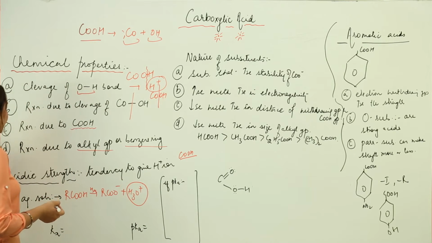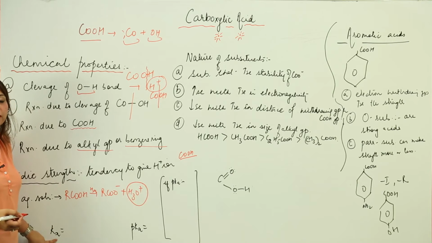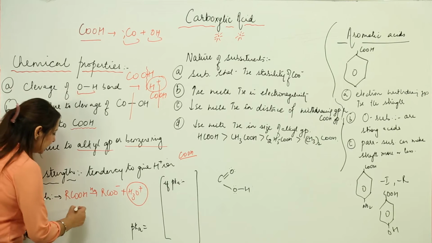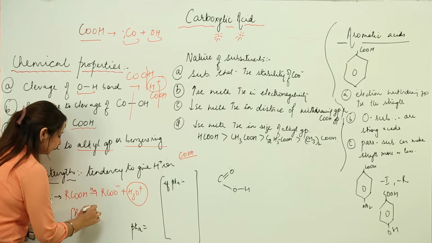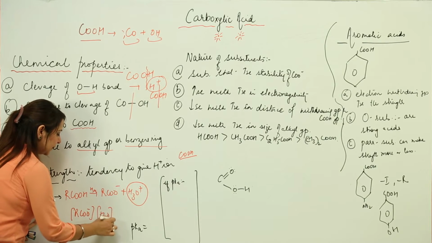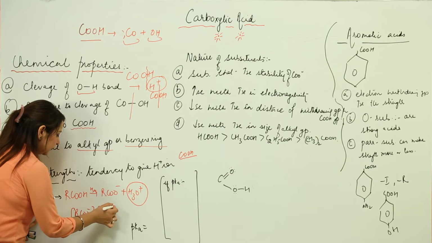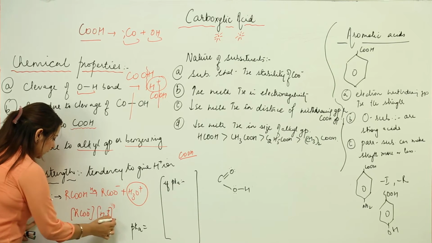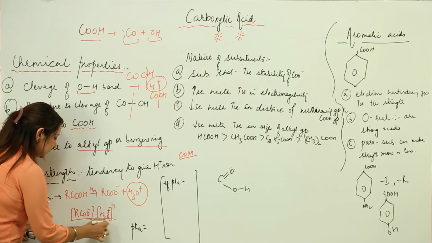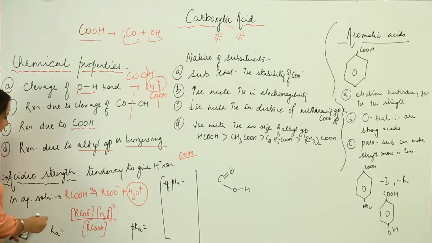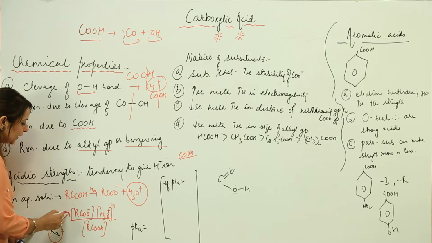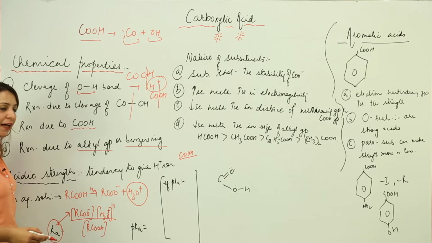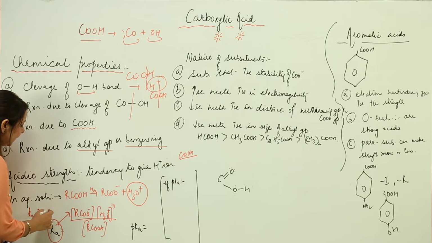If we write the equilibrium constant, or the ionization dissociation constant, for an acid, we can write it in this way: the products, that is the hydronium ion and the carboxylate ion, divided by the reactant. This Ka is directly proportional to the carboxylate ion and the hydronium ion concentrations. So if the value of Ka increases, the strength of the acid, meaning its tendency to give hydronium ion, also increases.